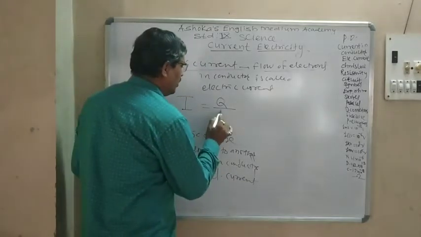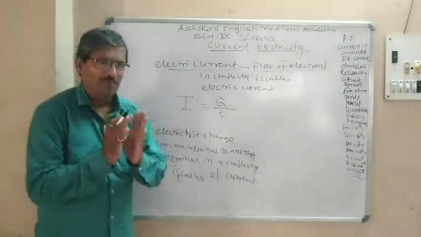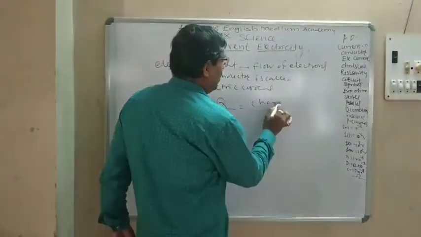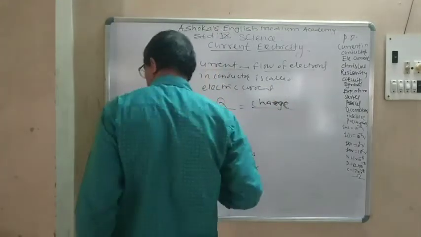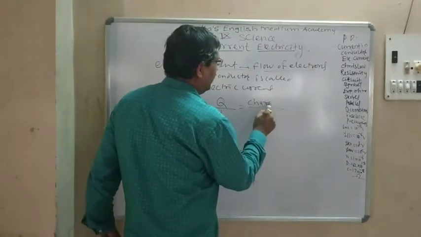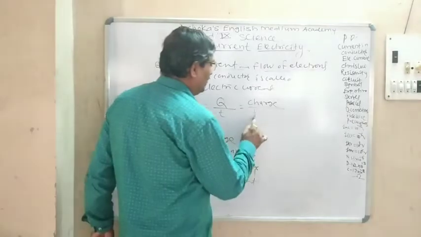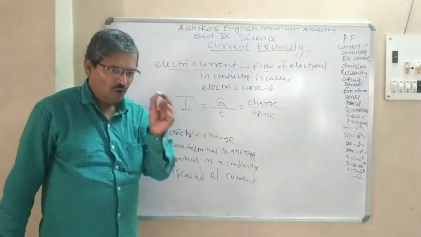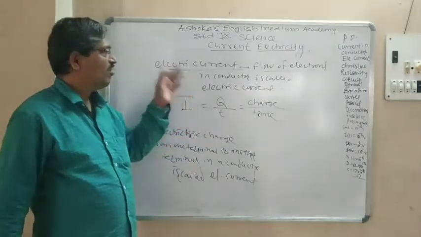And so I is equal to Q upon T. I is the symbol of electric current. Q is the symbol of charge. There is a problem to you, might be because of my fast writing and bad handwriting. So Q stands for charge and T means time. So flow of unit charge in unit time is called electric current.